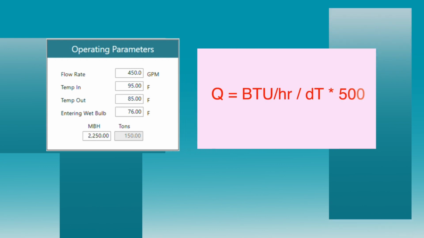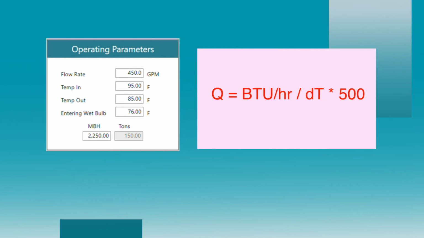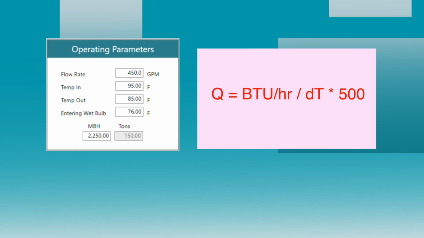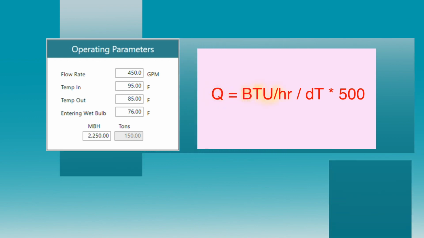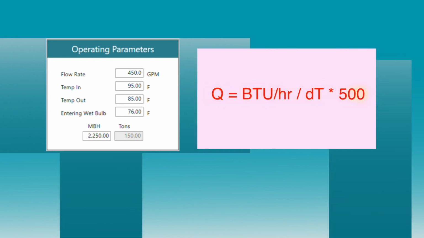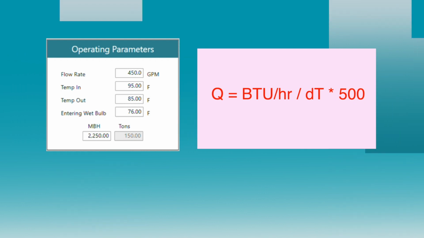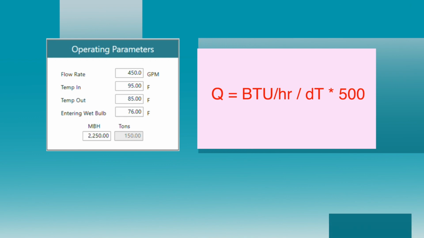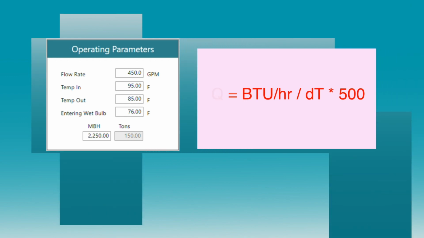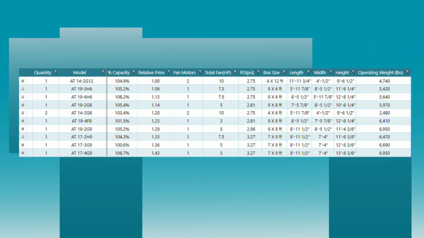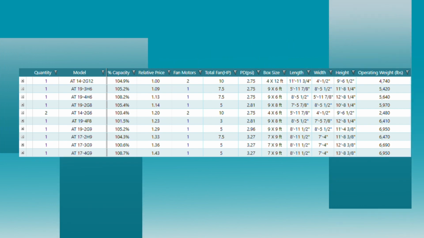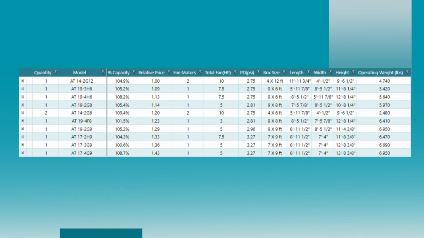This information is derived basically through the universal hydronic formula, which is Q, gallons per minute, equals BTUs per hour divided by the delta T times the fluid factor. In this case, 500 for pure water. So if we didn't have one of those variables, we could use that equation to figure it out. So once the software has processed the information, it'll give you a selection chart like this with a number of variables on it.